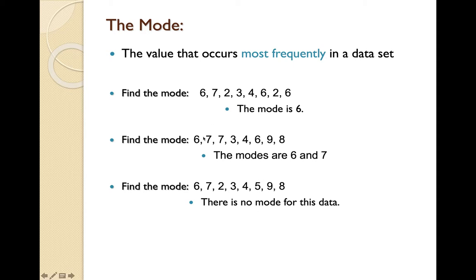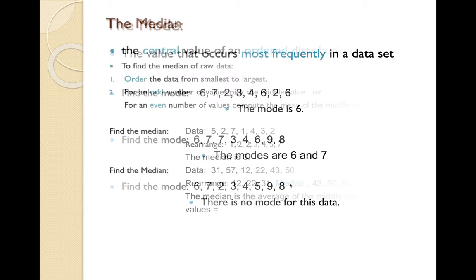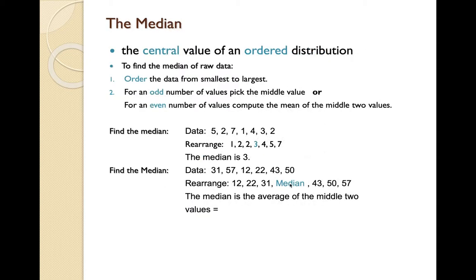In the next example, 6 occurs twice and so does 7. So the modes are 6 and 7. And then here we have an example where all of the data values occur only once, and so there's no mode for this data. The median is the central value of an ordered distribution.